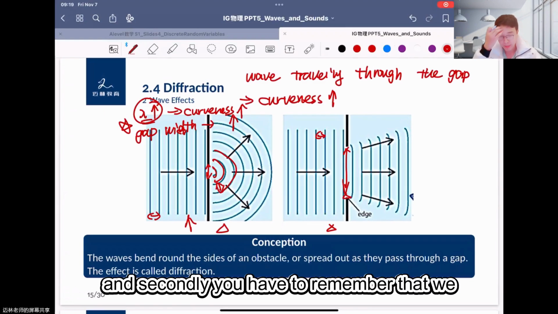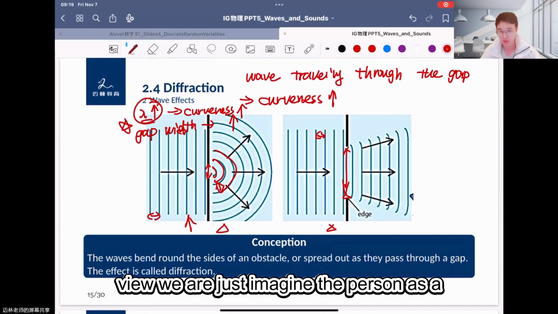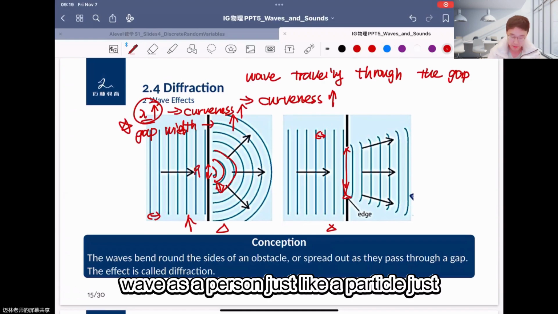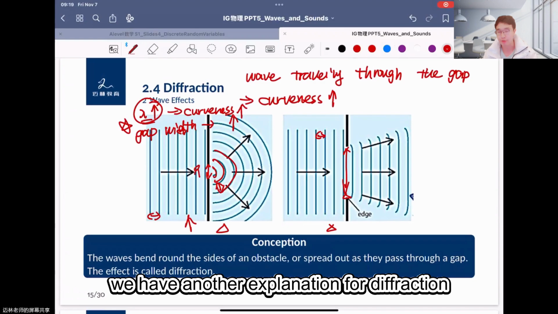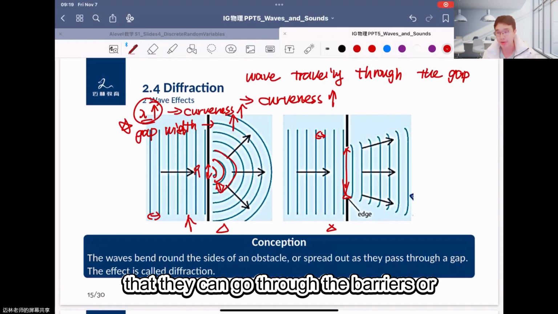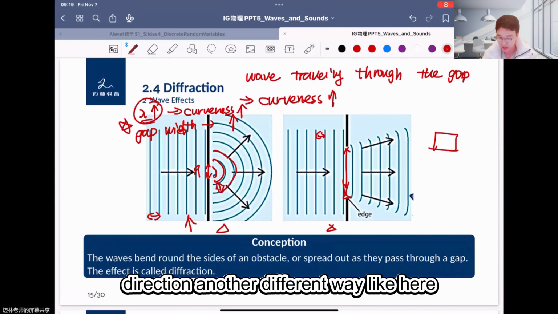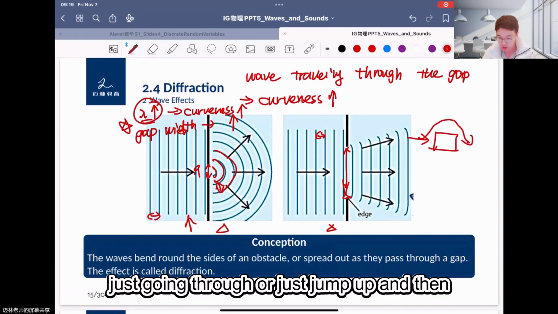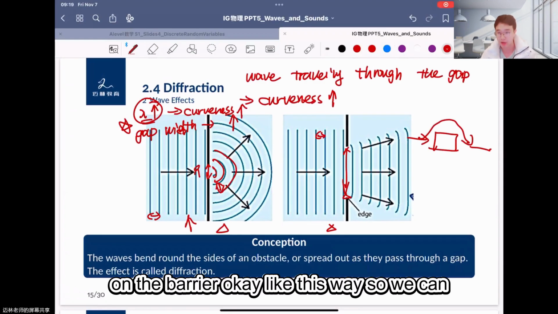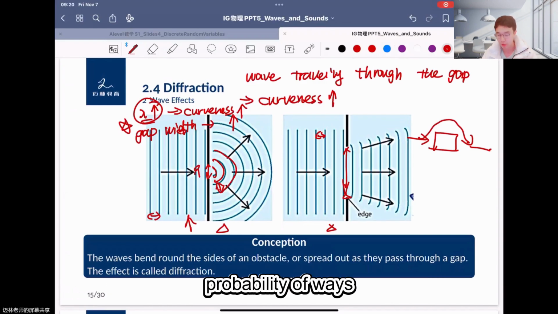And secondly, you have to remember that we have been using a particle view, right? We are imagining the wave as a person, just like a particle passing through the door. We have another explanation for diffraction: waves can go around barriers, or the wave can travel in another, different direction. Like here is a barrier for a wave to travel. Diffraction also means that it can go through or just jump over and then keep traveling past the barrier, okay, like this way. So we can also think that diffraction is a property of waves, okay.